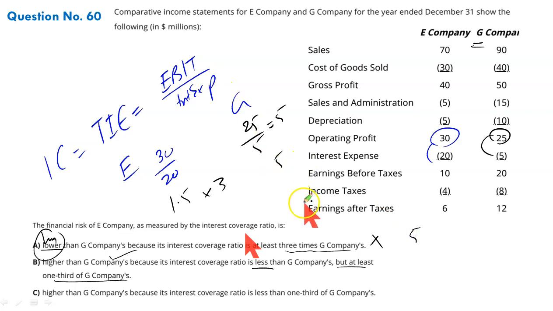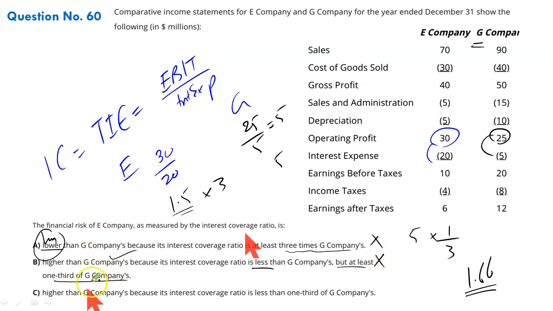This is the interest coverage of G. 1/3 of this gives you 1.66. It is not at least. At least means it has to be lower than this. 5 by 1/3 gives you 1.66, whereas the interest coverage for E is 1.5, even lower than 1.66. That is incorrect also. Last option.